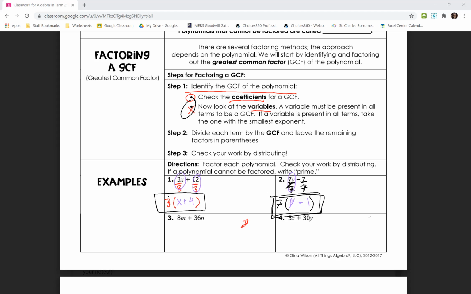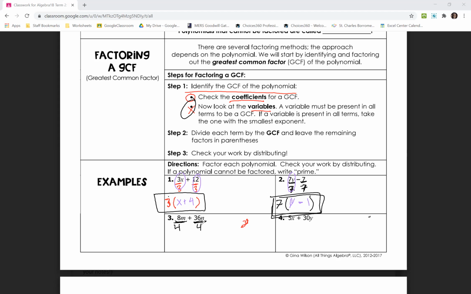So what we're doing is we're going backwards. Instead of simplifying, we're rewriting it as a factored form. All right, so number 3, let's start looking at ones with variables, but these won't be too difficult. I'm looking at the numbers first. I have 8 and 36. What can I divide into both 8 and 36? Well, I think I can divide a 4 out of there. 8 divided by 4 is 2, 36 divided by 4 is 9.